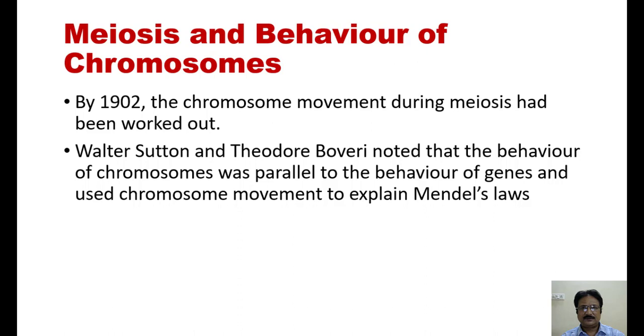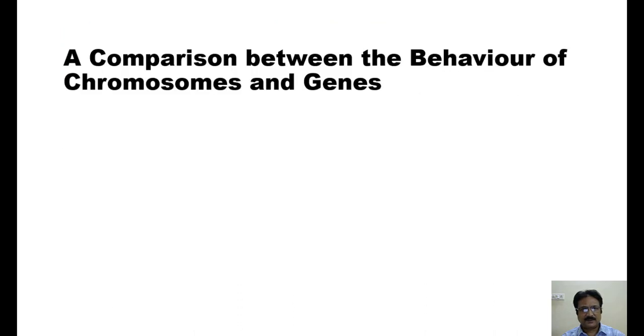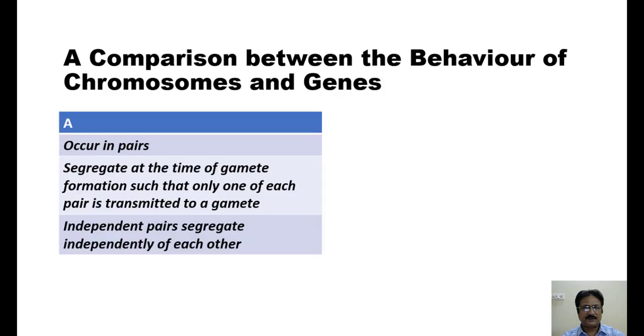Sutton and Boveri noted that the behavior of chromosomes was parallel to the behavior of genes. Now, this is very important. The behavior of chromosomal movement from cell to cell and the behavior of the factors explained by Mendel are collateral. They are the same. Now, let us compare between these two. Let's start with either chromosomes or the factors, whatsoever it is. You just have to find out now.